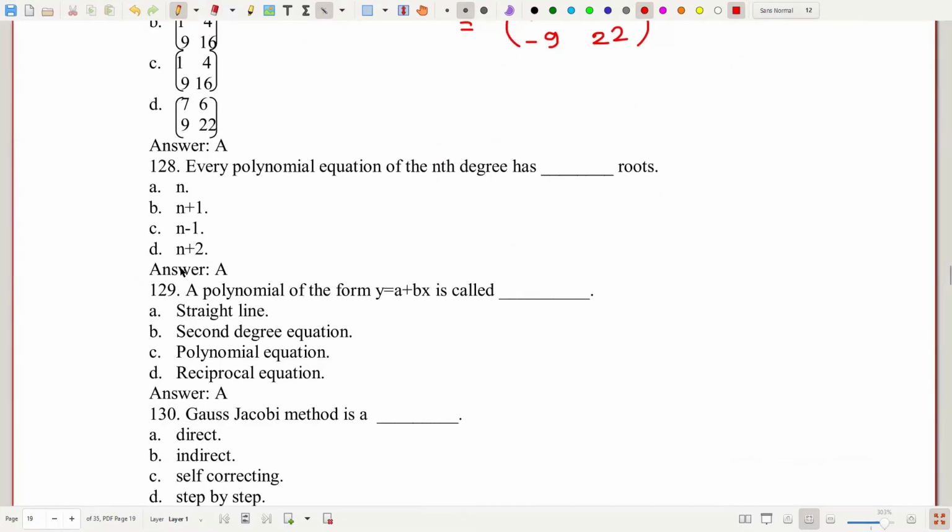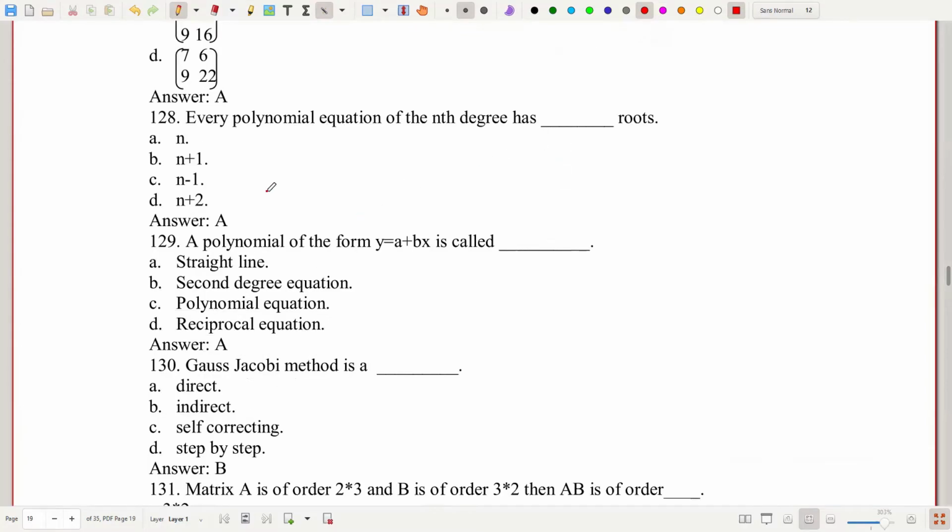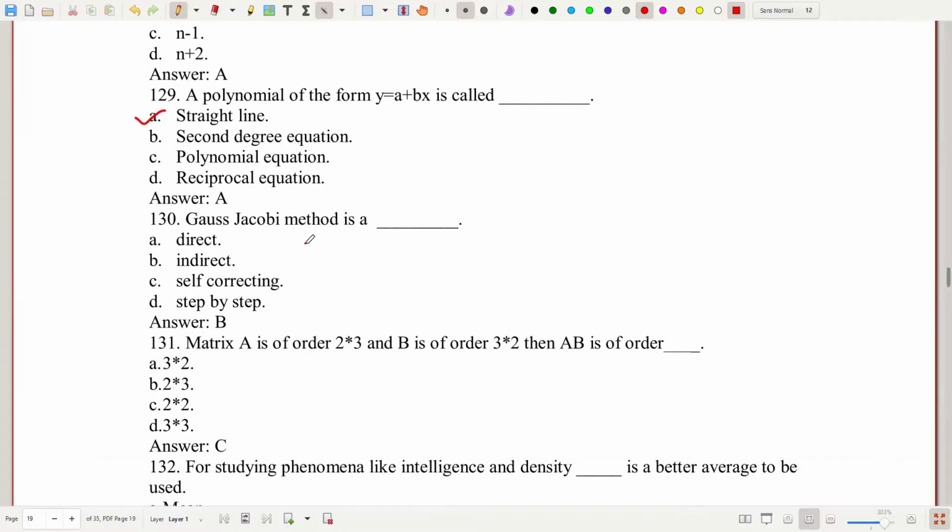Every polynomial equation of the nth degree has n number of roots. A polynomial of the form y is equal to a plus bx is called a straight line. Gauss-Jacobi method is an indirect method.